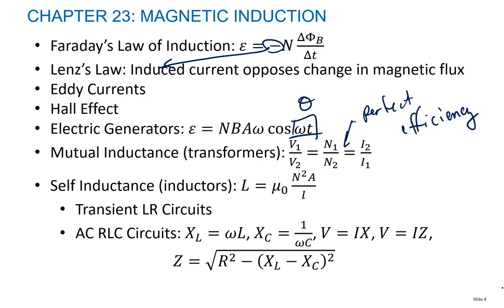If you have no energy loss, then voltage 1 times current 1 is equal to voltage 2 times current 2. That is power in equals power out. In reality, you're probably going to have power in, voltage 1, current in, is bigger than power out, voltage 2, I2. So in reality, it's more likely going to be like that.